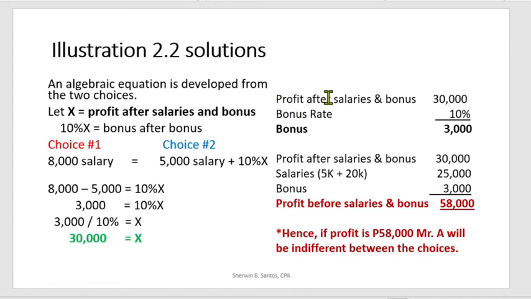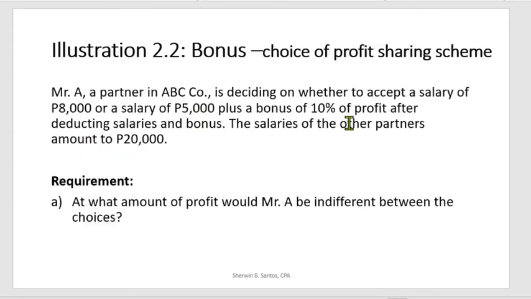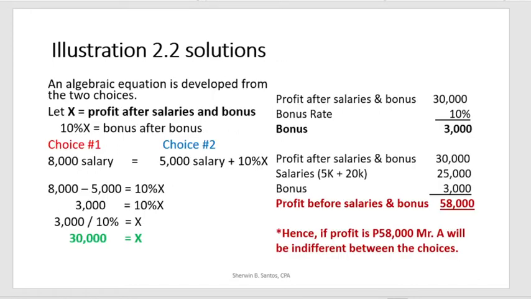So profit after salaries and bonus. Your profit after salaries and bonus is 30,000 times your bonus rate, 10%. Ano bang sabi kanina? 10% of the profit after salaries and bonus. So 30,000 times 10% is 3,000. So anong hinahanap natin? The profit that will make Mr. A indifferent. So profit after salaries and bonus ay 30,000.